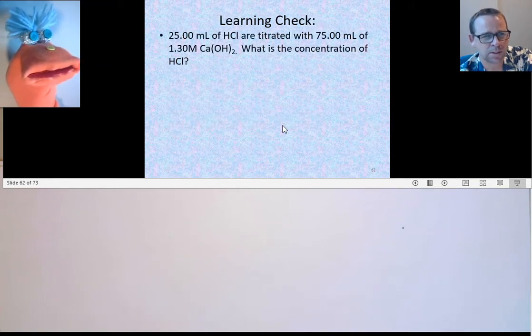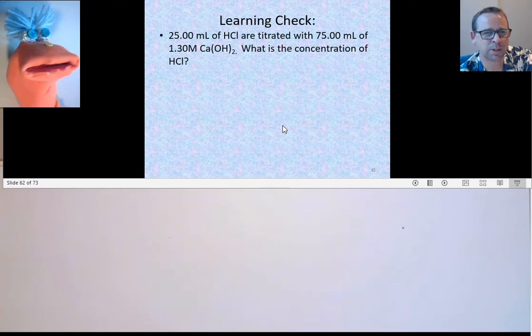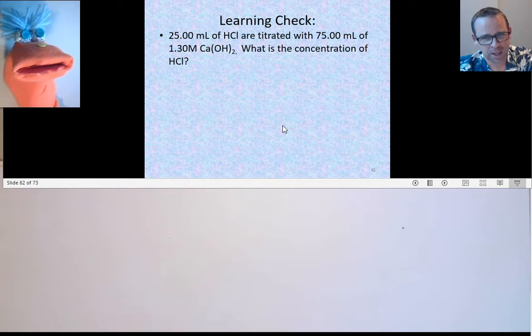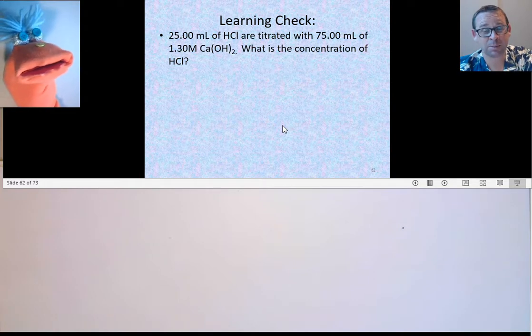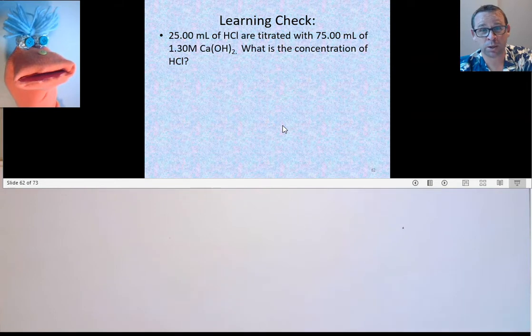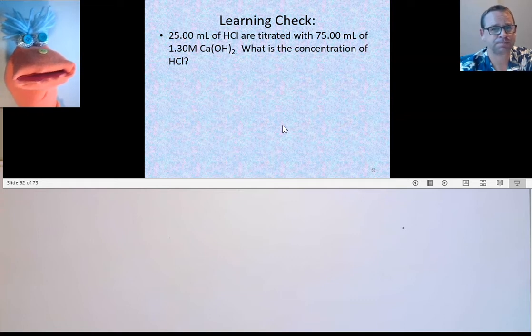So let's give you an example here. So this is a titration. 25 milliliters of HCl was titrated with 75 milliliters of my 1.3 molar calcium hydroxide. And from this, I can calculate what the concentration of that HCl was. We have a known, we have an unknown. We know how these will react chemically because we have some experience. And apparently we had a way to know when the endpoint was. So we found out what the volume necessary was, and we can calculate the concentration of the HCl.